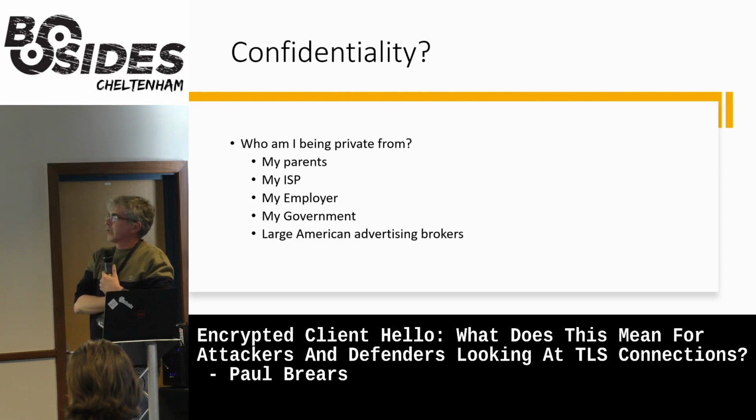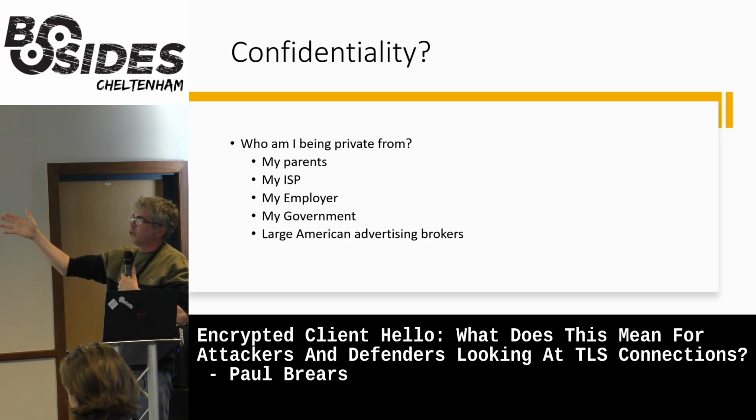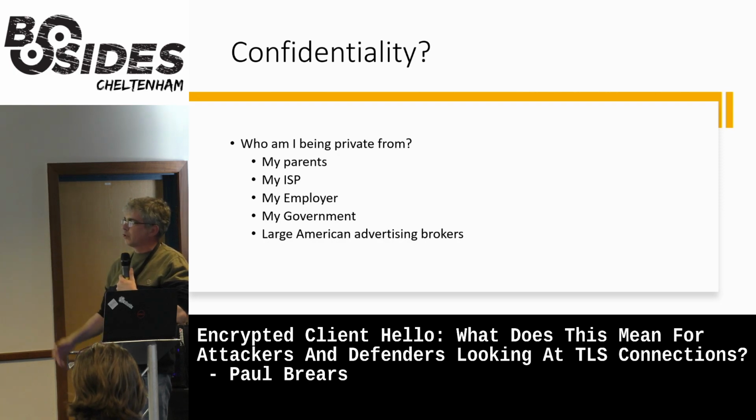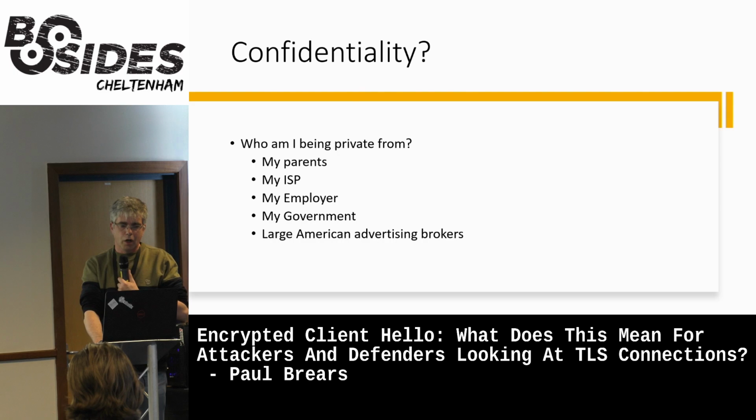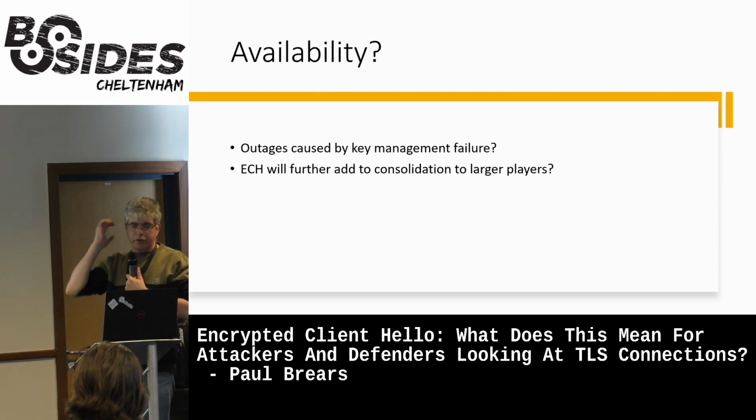And so, looking at it from a sort of CIA confidentiality point of view, the question is, who are you really being private from, and who does ECH help you with? Yes, it probably does make it more difficult for those top four to see what's going on. But you're still going to that large American advertising broker. They can still see what you're doing. It makes no odds at the end. And integrity matters much less for that because that was already pretty good with regular TLS. Availability is the more interesting one.